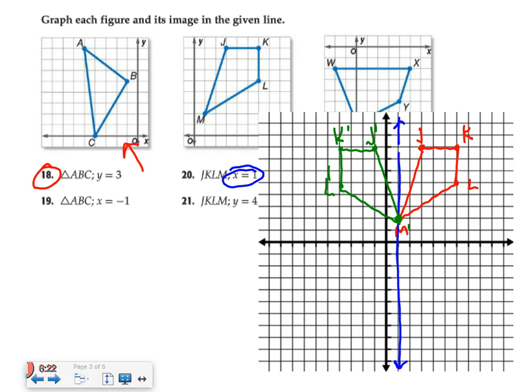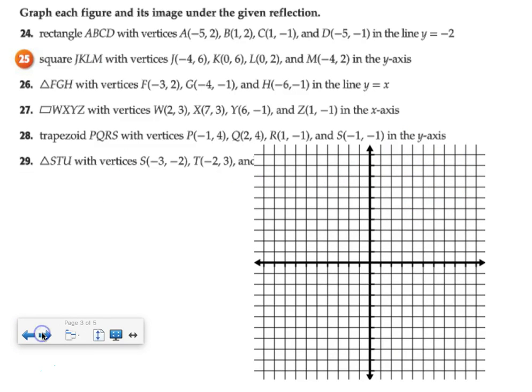So that was what you were asked to do on 18, 20, and 22. Let's see what the next set of examples look like. It says graph each figure and its image under the given reflection. So this time we're just not given the shape. We have to first plot it ourselves, and then we're doing the exact same thing we were just doing, reflecting over a line of reflection.